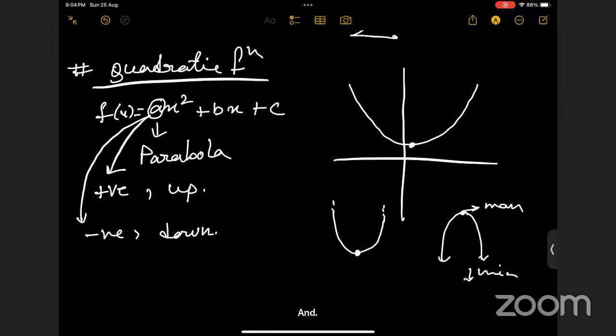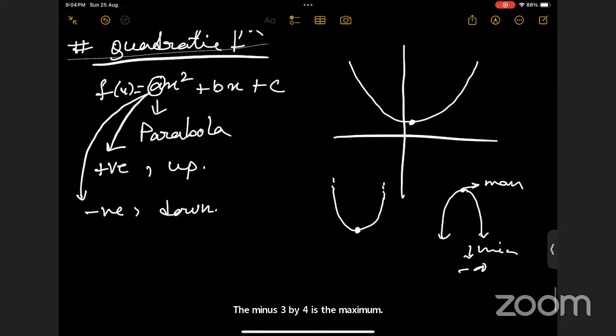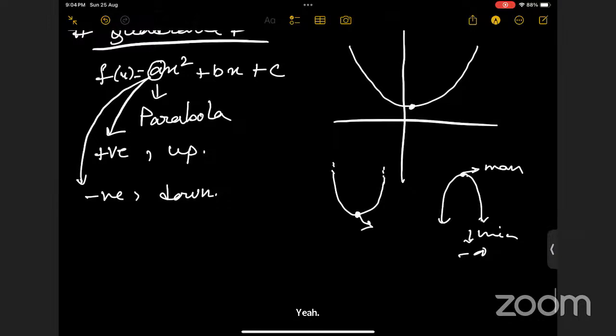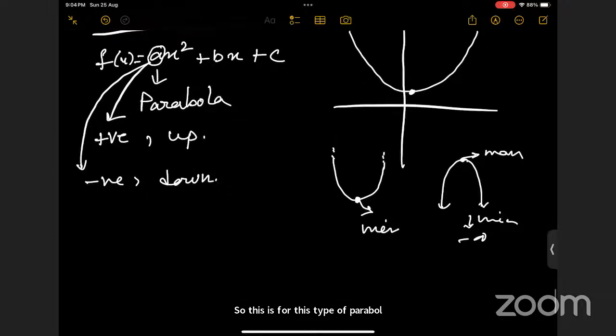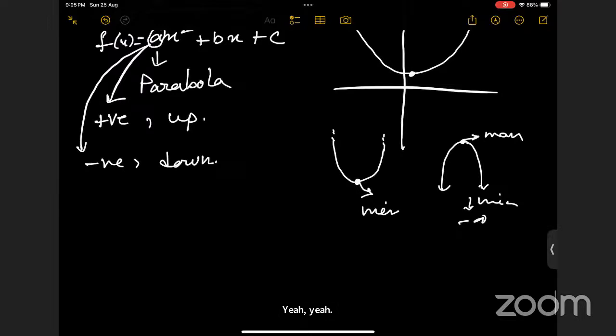Is minus b by 2a the maxima or the minimum value? It is minus b by 2a. So this is the minimum value and this is the maximum value, right? And what we know is that this is the vertex of a parabola, right?